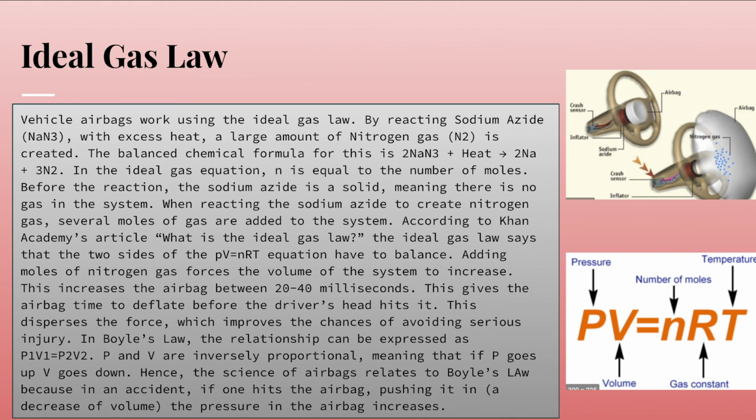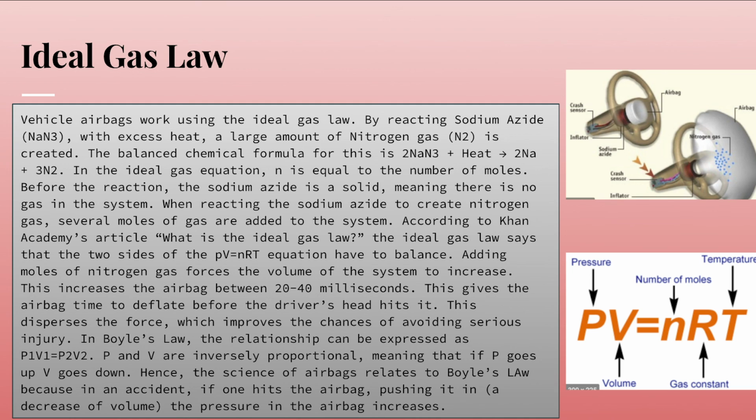The first picture shows a drawing of two steering wheels. The first steering wheel has labels labeling all of the important parts, including the crash sensor, inflator, airbag, and sodium azide. The second steering wheel also has labels. These include the crash sensor, inflator, airbag, and nitrogen gas. The heat generated causes sodium azide to decompose into sodium metal and nitrogen gas. This inflates the car's airbags.